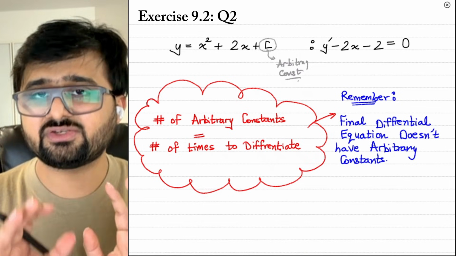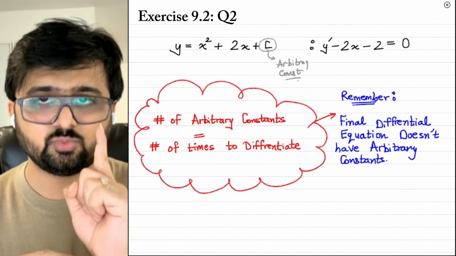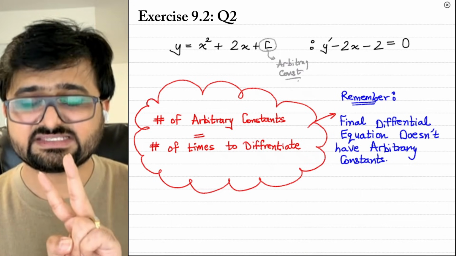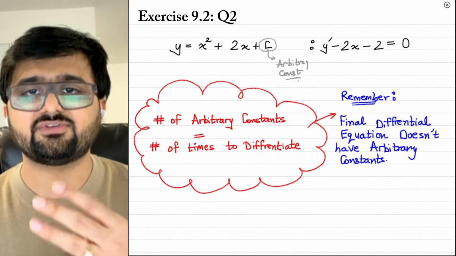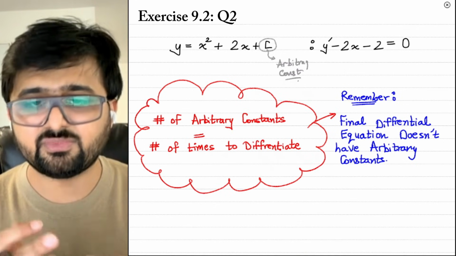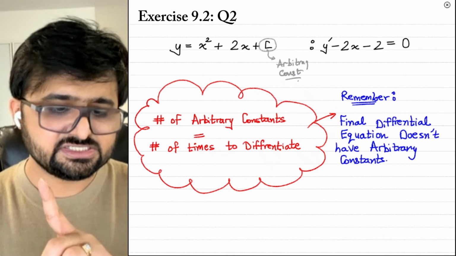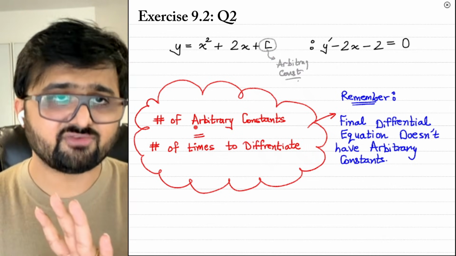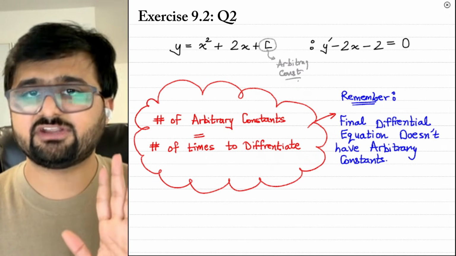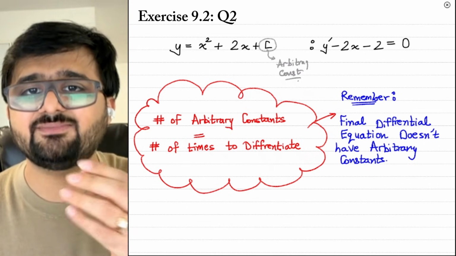Now, this is an important thing to note, that whenever there is one arbitrary constant present, you have to differentiate one time. Whenever there are two arbitrary constants present, you have to differentiate twice, and so on. If there are three arbitrary constants, you have to differentiate three times. So this is an important note that I would like you students to remember: the number of arbitrary constants present. In this case, there is just one, so you have to differentiate once. Always remember, the number of arbitrary constants in the equation is the number of times you will take the derivative. That is how you see how many times to differentiate.